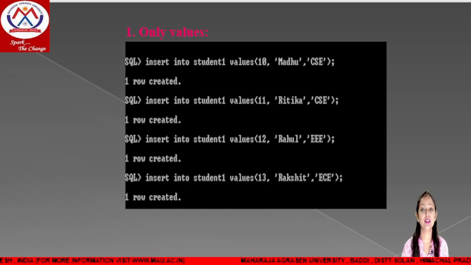Similarly, if we want to enter 3 more rows for roll numbers 11, 12, 13 with the names Ritika, Rahul and Rakshit and so on, then you need to enter these values one after another. Means one row would be inserted, and only then will you be able to enter the next row. Like insert into student1 values roll number 11, then comma, Ritika, and then CSC. You will get the output one row created. Similarly, third row, insert into student1, then roll number, comma, name is Rahul, comma, then EEE department, and so on.